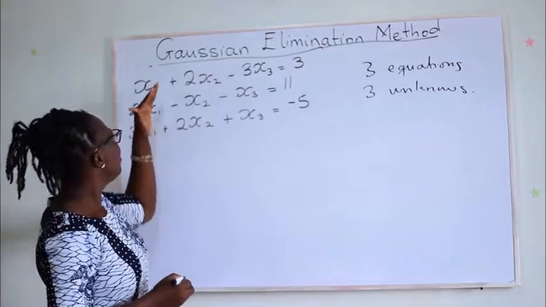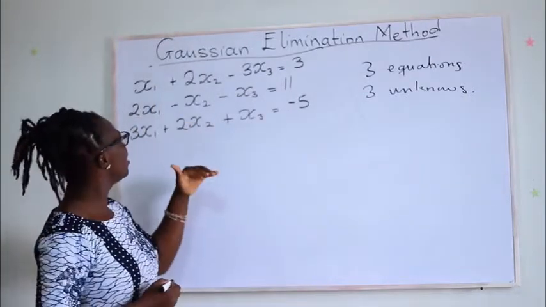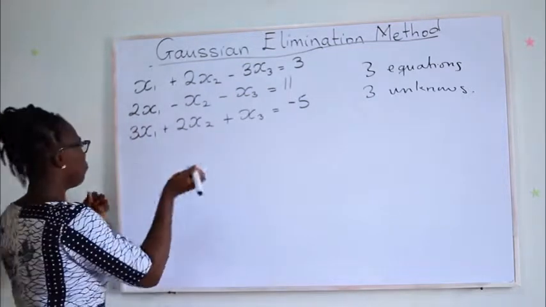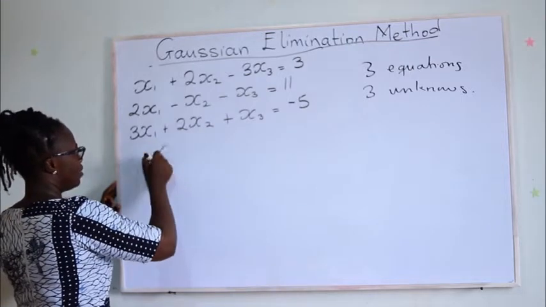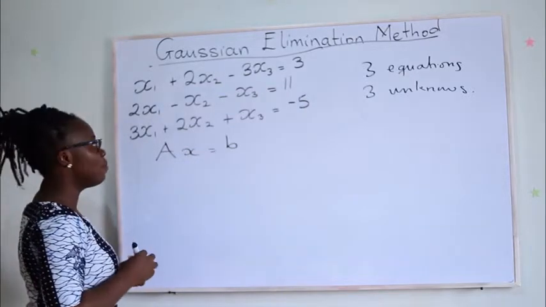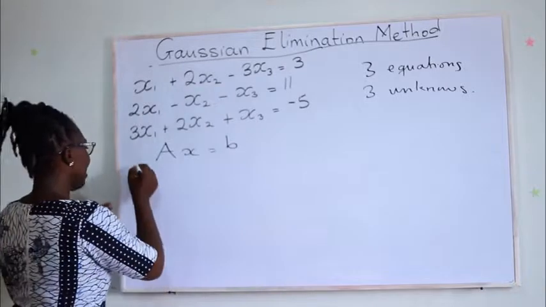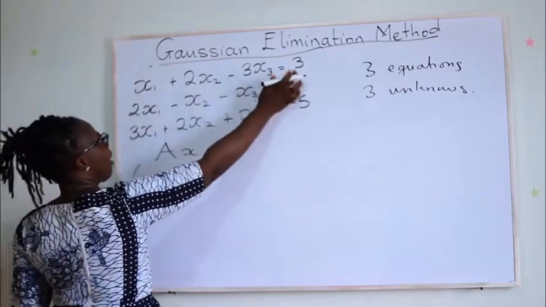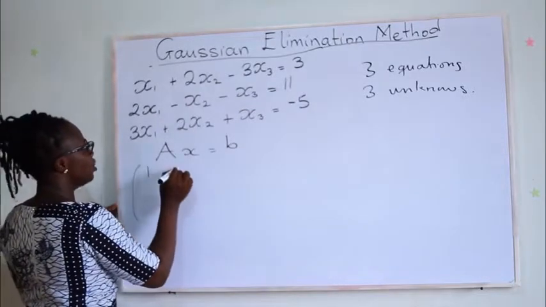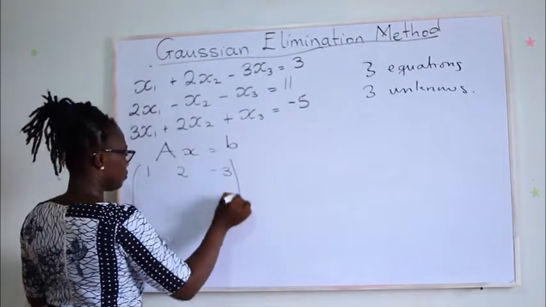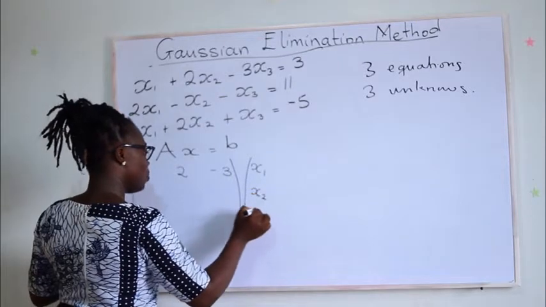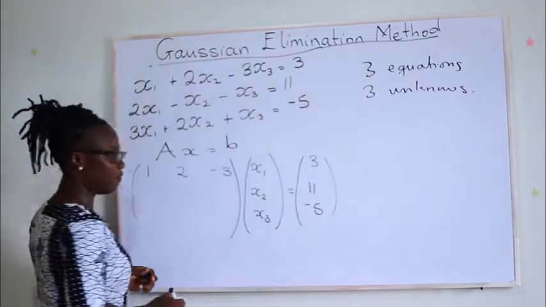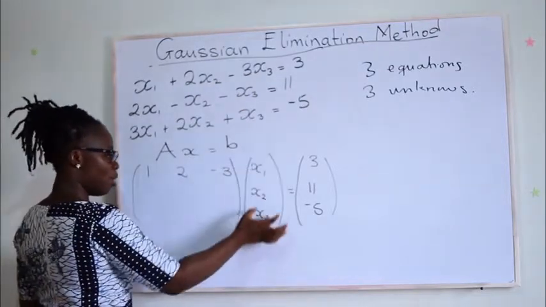Okay, so these are the three equations I have, and each equation can be represented as a row for a matrix. So given a matrix, I could write this. We still remember our matrix AX equal to B. I can represent my set of equations in this form so that each equation represents a row. So my equation 1 has coefficients 1, 2, minus 3, multiplied by x1, x2, and x3 to be equal to 3, 11, and minus 5. So you realize that if you multiply your first row by this column, you have the first equation.